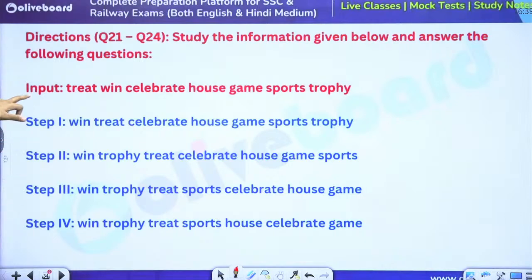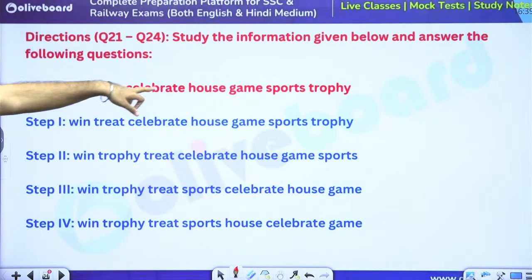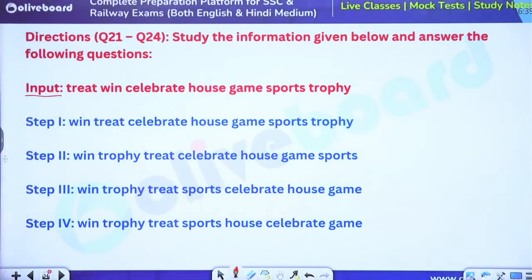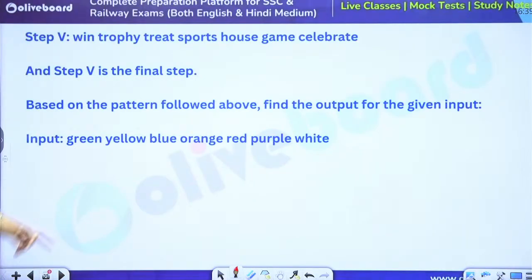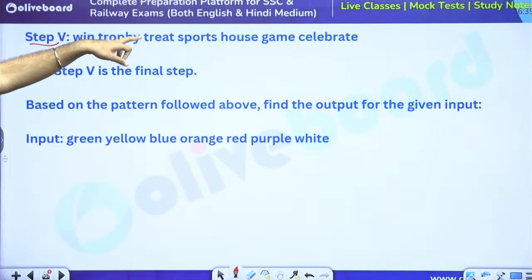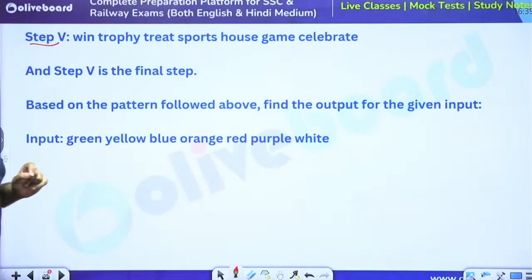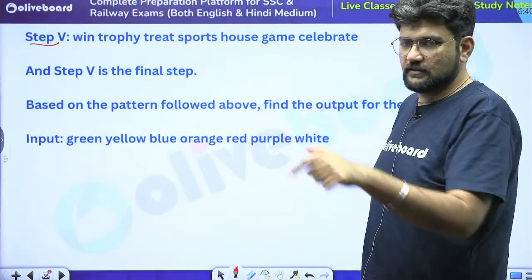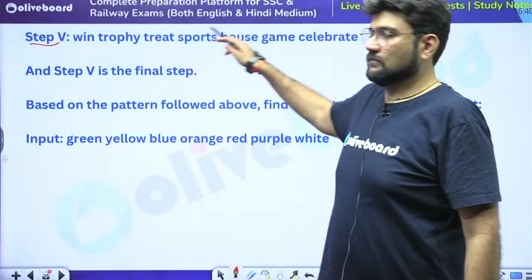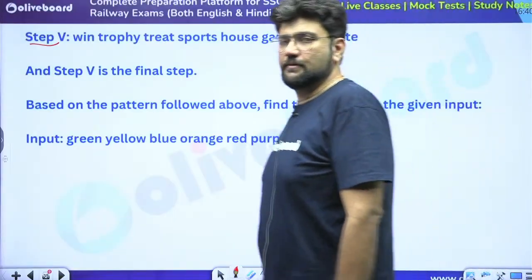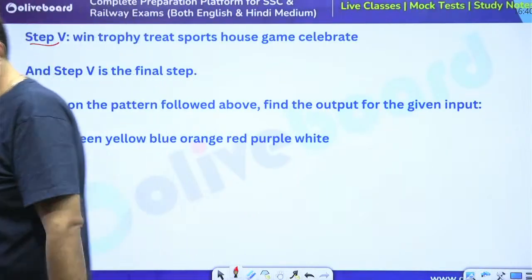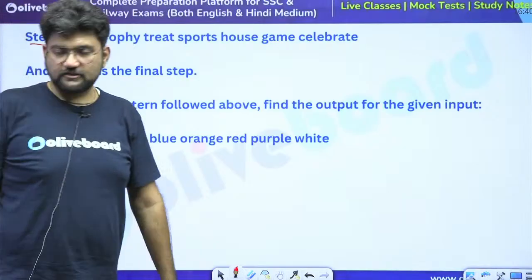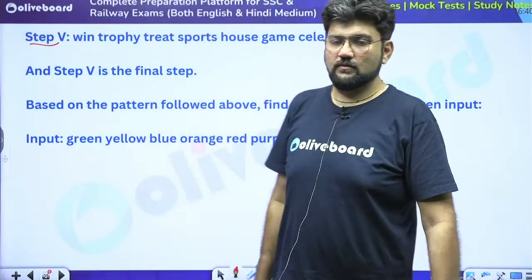So read the input step: treat, win, celebrate, house, game, sports, trophy, and read the output step: win, trophy, treat, sports, house, game, celebrate. I think it's quite clear what exactly is happening. What is happening? Comment immediately. What is happening in the output step? Everybody who is watching the session, what is happening in the output step right now?